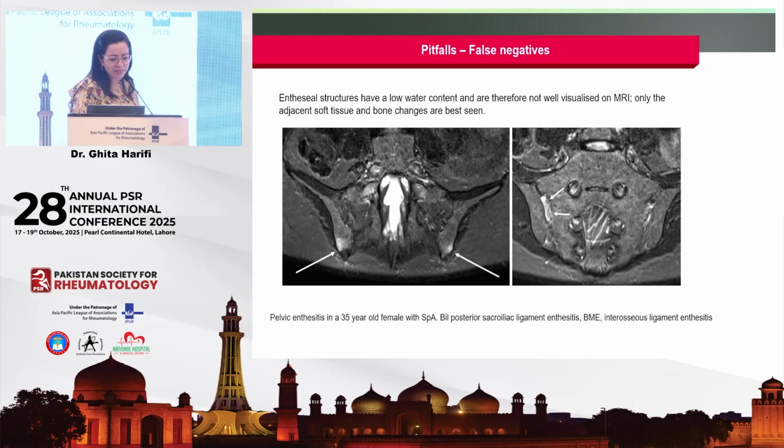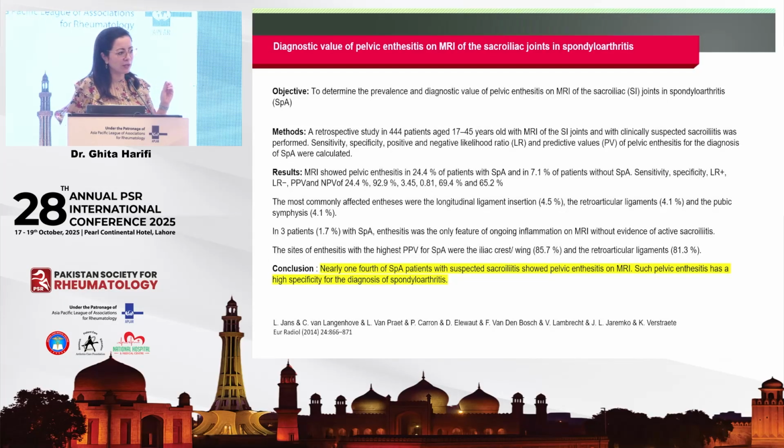Some false negatives as well. So this is a patient, again, without a diagnosis of sacroiliitis, who doesn't fulfill the criteria of sacroiliitis, but you can see, not in the sacroiliac joints, that she has bilateral posterior sacroiliac ligament inflammation, enthesitis. So this is the situation where you have pelvic enthesitis, but you don't have any changes in the sacroiliac joints that would fulfill the criteria.